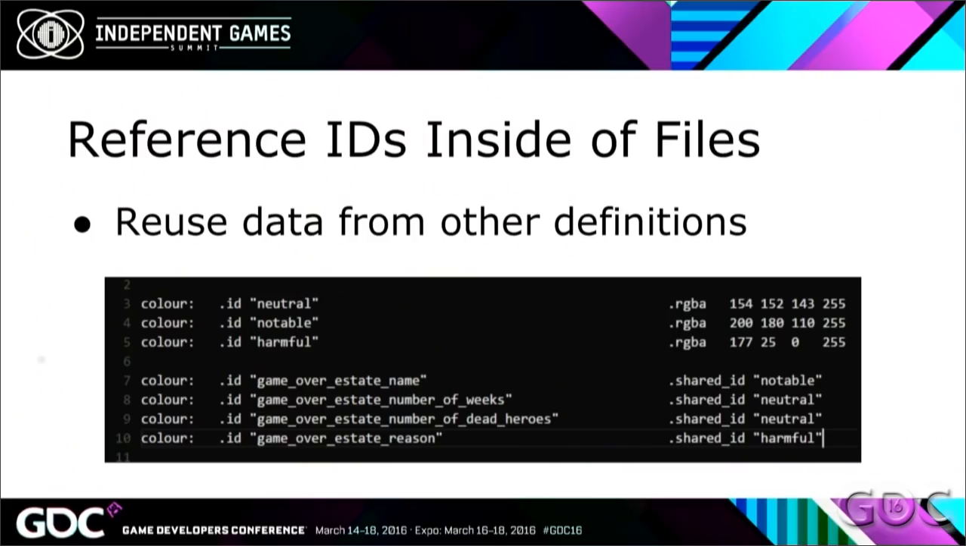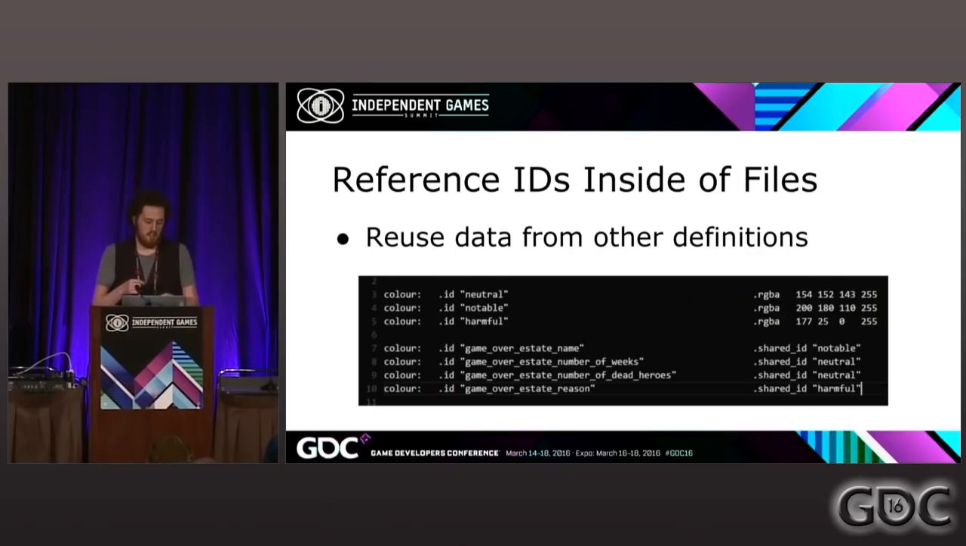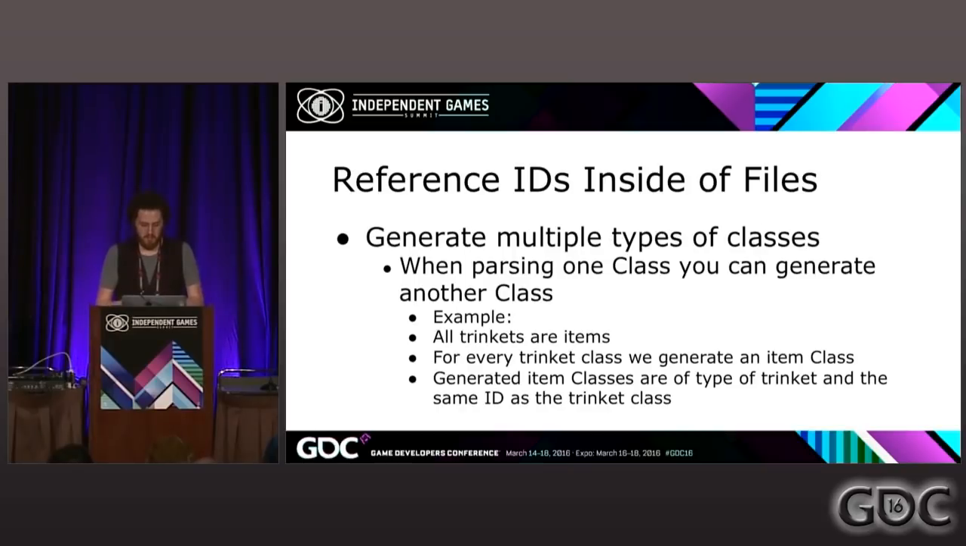When you're using IDs, you can also reference shared IDs. So what we have here is our colors in the game. Notable, harmful, and neutral are all defined with RGBA values. And then the four underneath, which are all part of the game over screen, they all reference those, so when the neutral, notable, and harmful change, then the game over colors would change as well. This also helped with hooking stuff up, because we could hook up these colors and just assign them to something, and then have art come in afterwards and fine tune all the different colors.